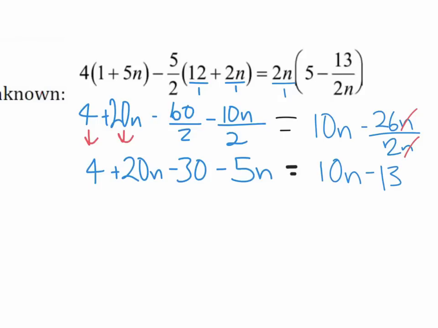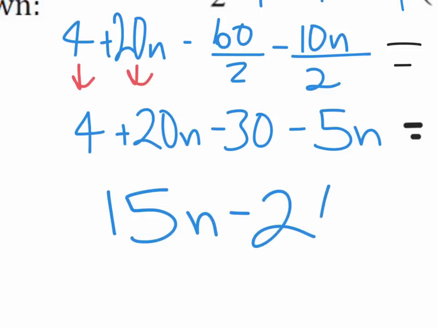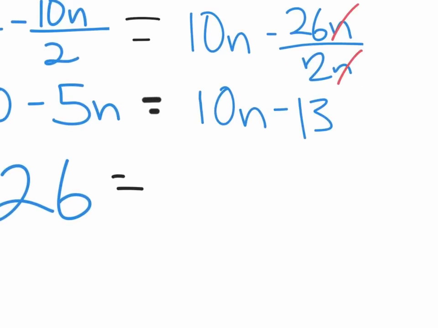When we look at this, let's take a look at this left side. We've got 4, and we've got negative 30. We can combine that. And we've got 20n and negative 5n. So what exactly is that going to look like? 20n minus 5n is going to give us 15n. Negative 30 plus 4 is going to give us negative 26 equals to what? 10n minus 13.